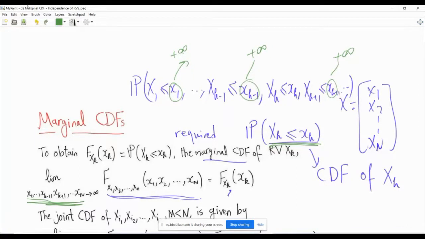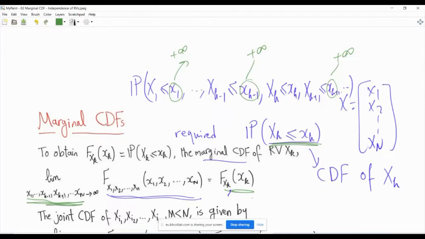And so that's the CDF of the random variable big Xk. So to marginalize, which means that if you want to obtain the CDF of one particular random variable inside your random vector, in the formula for the CDF you take the limit of all arguments except xk to plus infinity. In this case, you will obtain the CDF of one of the components.